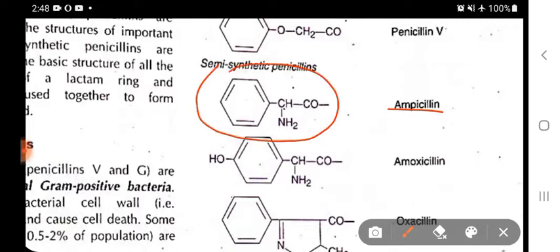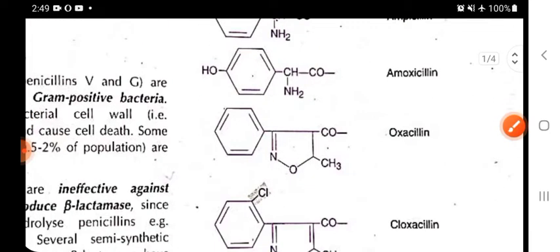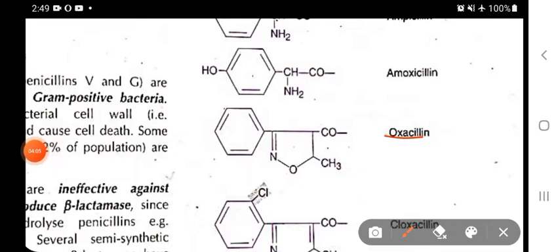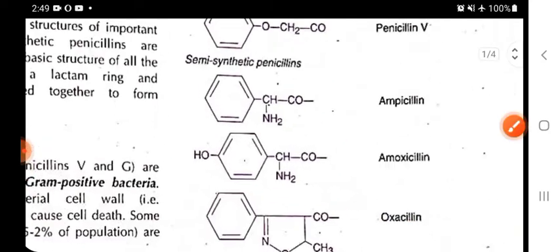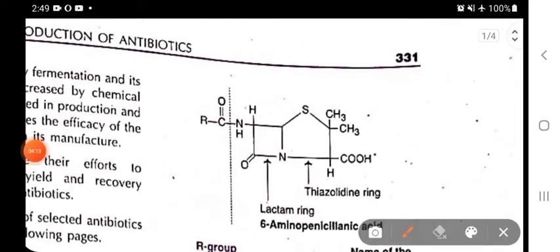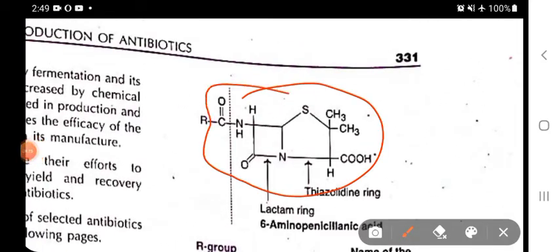Then amoxicillin, that we normally take as an antibiotic when we have a lung infection. Then oxacillin. Look at the structure of oxacillin, only the R group has been mentioned here, and the rest of the structure is this one. Okay, the rest of the structure is this one. We are mentioning only the R group below.